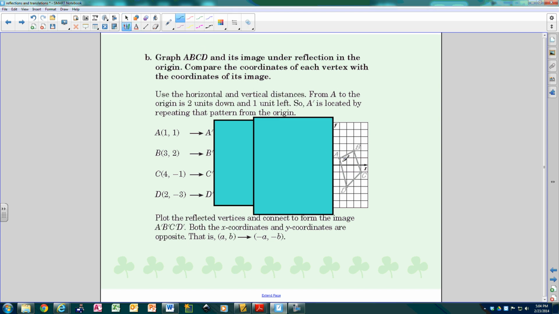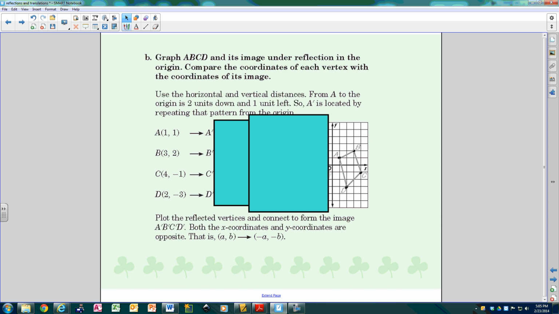Okay, so here is 1, 1. Here is 3, 2. Here is 4, negative 1. And here is 2, negative 3, sorry. All right, so now what we're going to do is, if you'll notice that point A from the origin, it says from A to the origin is 2 units down and 1 unit to the left. So A prime is located, repeating the pattern from the origin, okay?